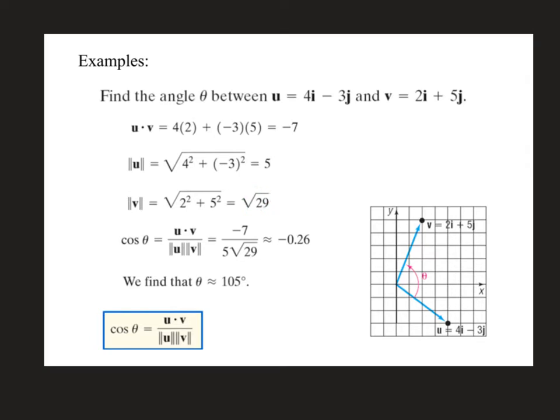Now we'll write down our formula. The cosine of the angle is the dot product, which is -7, divided by the product of 5 and root 29.